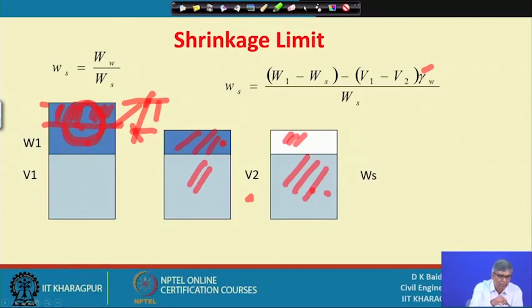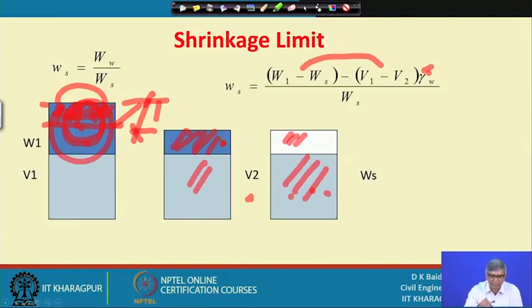So, I have this minus this, which means I have got the entire water. Now, this minus this into gamma W is this much water. If I do this minus this, I will get this water, and divided by the weight of solid, that is nothing but the water content, and that is the water content at the shrinkage limit. So, this is the way we can find the shrinkage limit. Like this, the 3 limits one can find out.